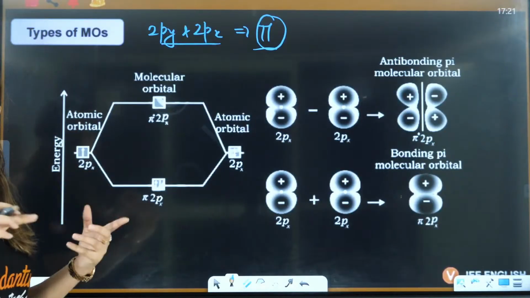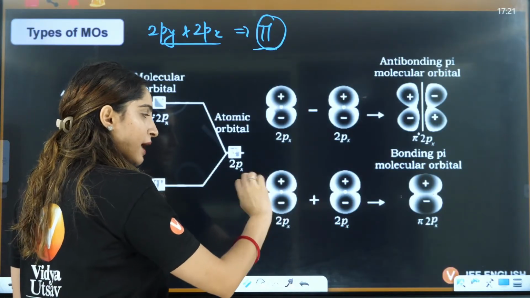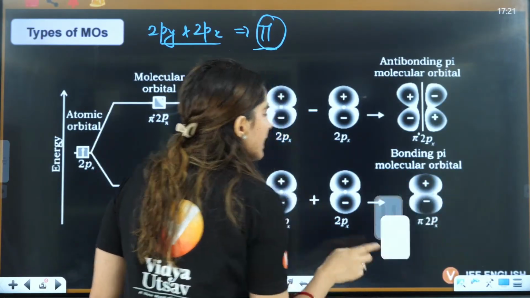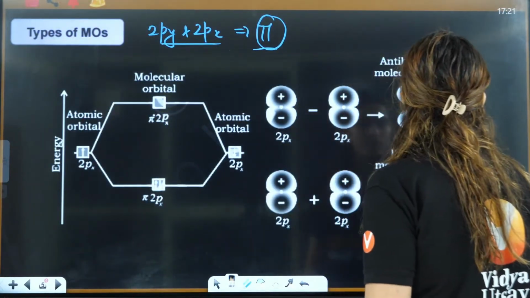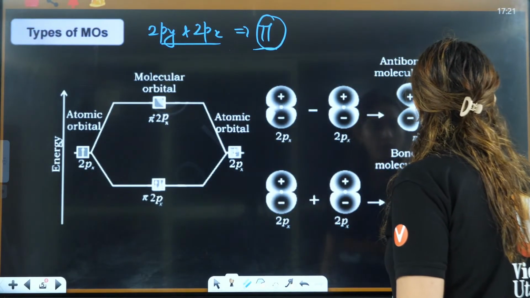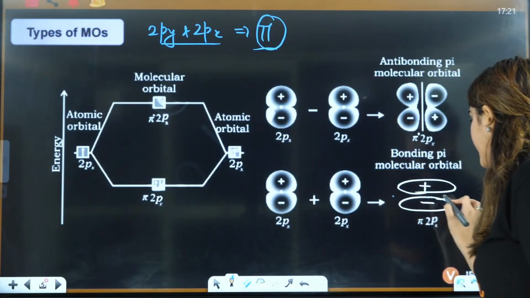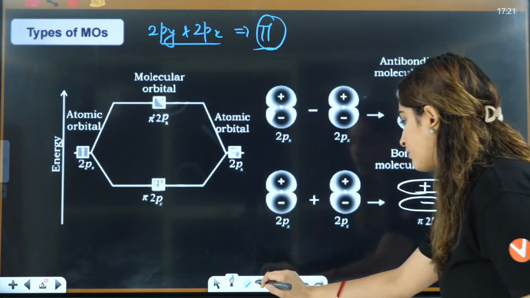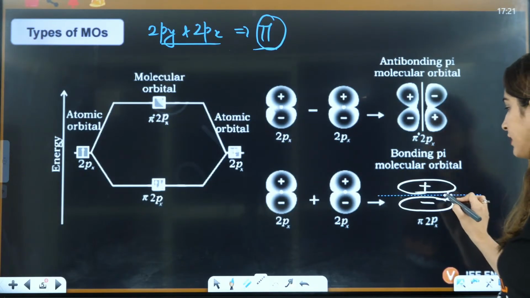Then if you talk about 2px and 2py, similarly x and y will be the same, the diagram will be the same. When they combine together, they will have overall positive and overall negative. I'll show you in a better way what is formed here. Basically this kind of situation is formed. This will be overall positive and this will be overall negative, and there will be a nodal plane in between. Here you will have a nodal plane in between.